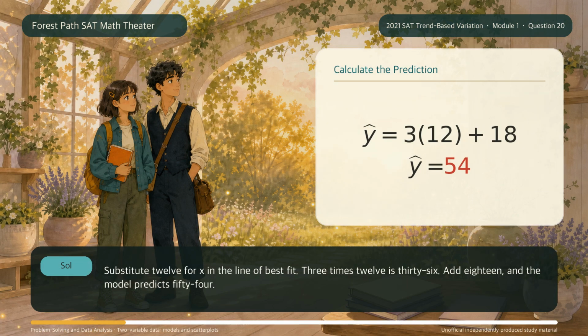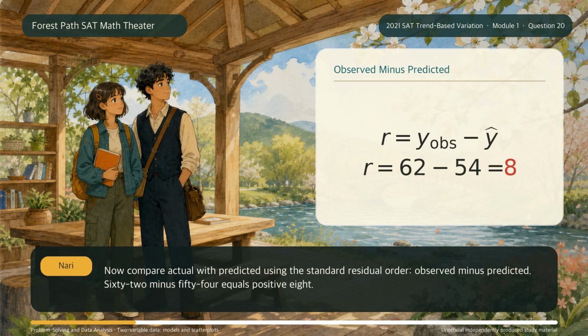Substitute 12 for x in the line of best fit. 3 times 12 is 36. Add 18, and the model predicts 54. Now compare actual with predicted using the standard residual order, observed minus predicted. 62 minus 54 equals positive 8.